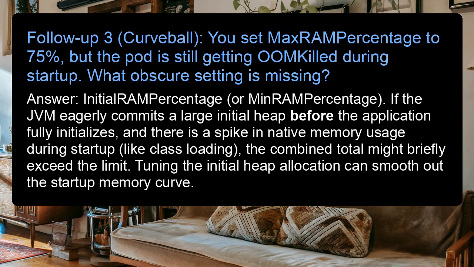Follow-up 3. Curveball. You set max RAM percentage to 75%, but the pod is still getting OOM killed during startup. What obscure setting is missing? Answer: initial RAM percentage, or min RAM percentage. If the JVM eagerly commits a large initial heap before the application fully initializes, and there is a spike in native memory usage during startup, like class loading, the combined total might briefly exceed the limit. Tuning the initial heap allocation can smooth out the startup memory curve.